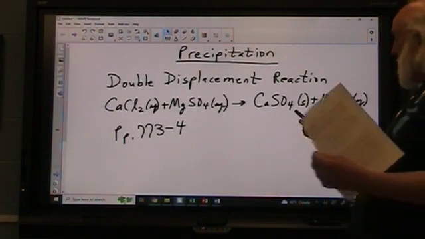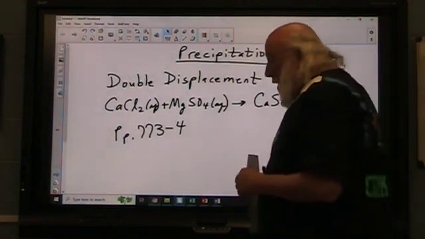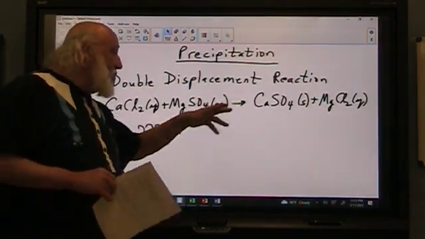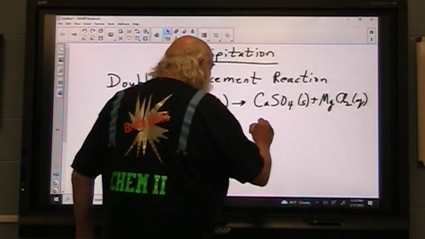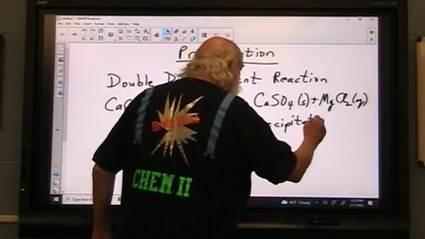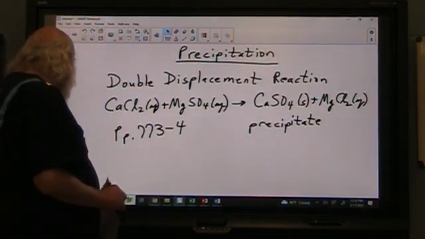So if you didn't know, which in this case you would not know based upon what I've given you, you would have to look at the chart and see that yes, indeed, CaSO4 is our precipitate. We call this a precipitate. It precipitates out like snow. That is our precipitate. So that's the basis of what we're going to talk about today.